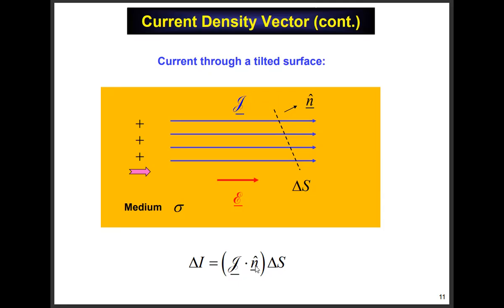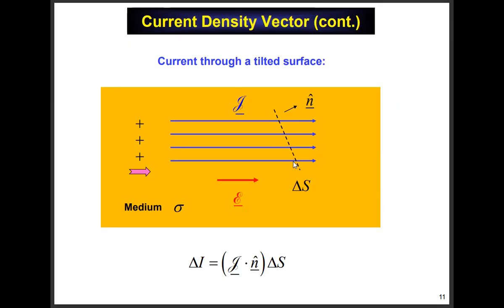Now, there's really two directions to the unit normal. If the picture looks like this, then delta I means the amps crossing this little surface in the net left to right direction. If I had picked the unit normal going the opposite way, then this would represent the amps crossing in the net right to left direction. That makes sense? Okay.